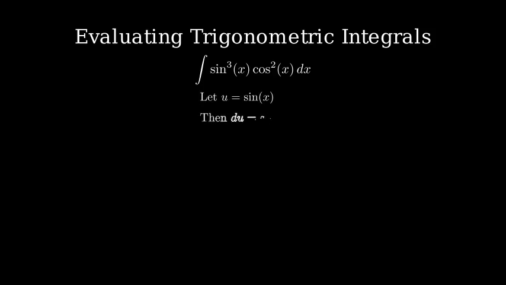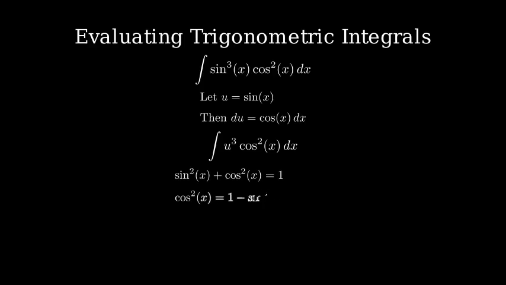Step 1. Let's make a substitution. We'll let u equal sine of x. This means that du equals cosine of x dx. Now we can rewrite our integral in terms of u. For the sine terms, the integral becomes u³ times cosine² x dx. Notice that we can't substitute du directly because we still have that cosine² term.